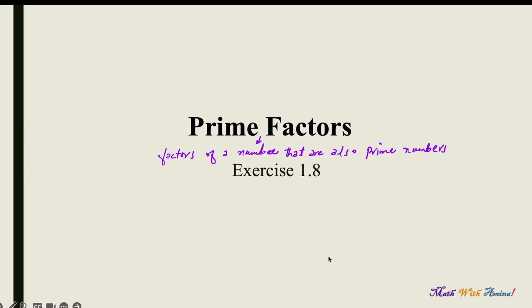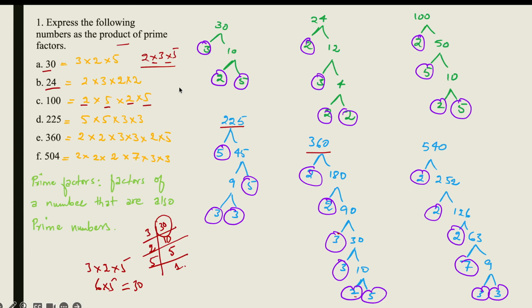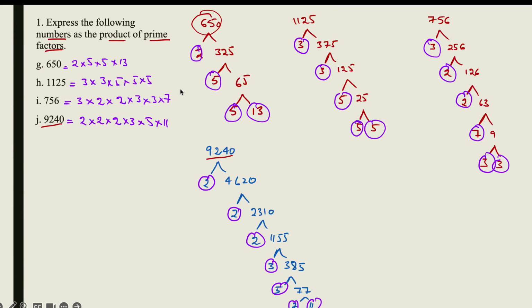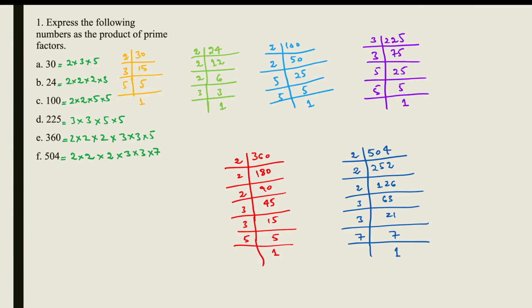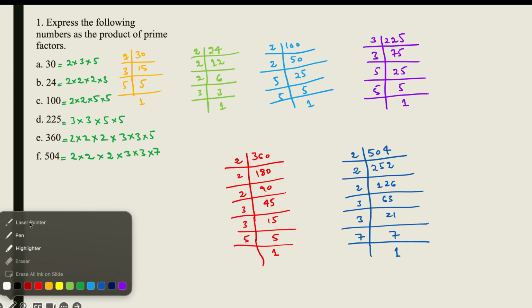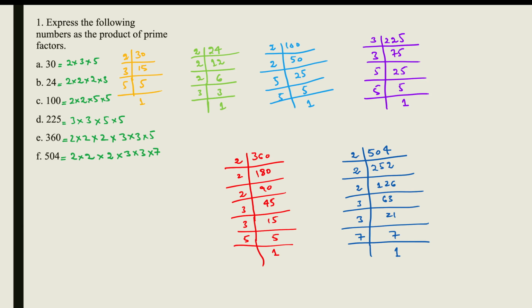Exercise 8 was on prime factors, in which we solved the question to express the following numbers as product of prime factors. The method we utilized was the tree diagram method. Now we will be solving the same question using the division method, so both the methods get clear for you all. So taking a start, as you can see in here, the very first number is 30.